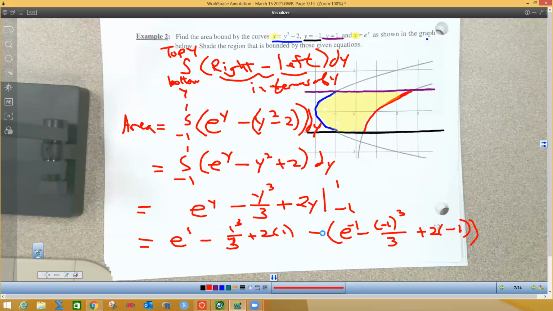Okay, so now we got to distribute this negative sign and simplify all this stuff. So I got e to the first minus the third plus 2. I'm going to distribute and simplify this. So this is minus e to the negative 1. If you want to put that as 1 over e, you can. By the way, on your test, you can stop right there if it's not multiple choice. You don't have to simplify. And then we distribute: negative times negative is a positive. Negative 1 to the third is a negative. So this is still minus 1/3. And then this is negative 2 here. And you take the negative to negative 2. That makes that positive 2.